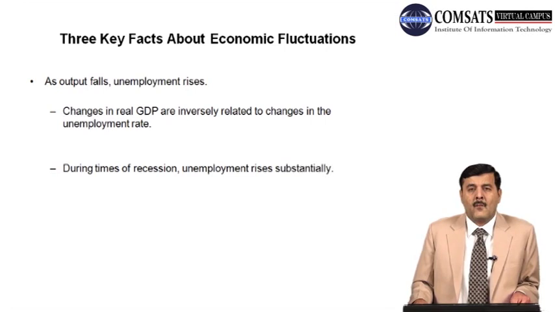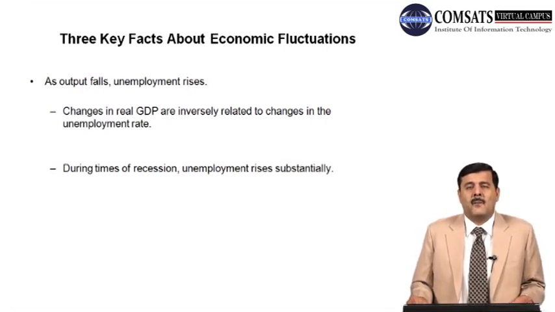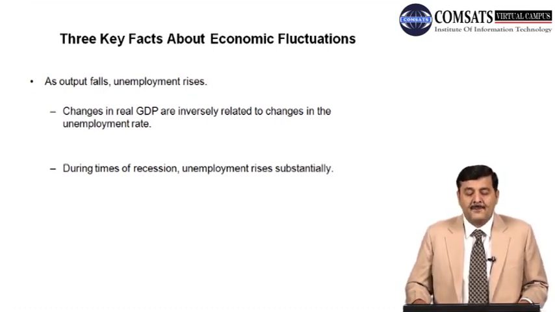So most of the time it happens that these two parameters, that a fall in output leads to an increase in unemployment. Most of the time this situation occurs in the time of recession, right. So when recession happens, output decreases, unemployment increases. So changes in real GDP are inversely related to change in unemployment rate. So during the time of recession, unemployment rises substantially.